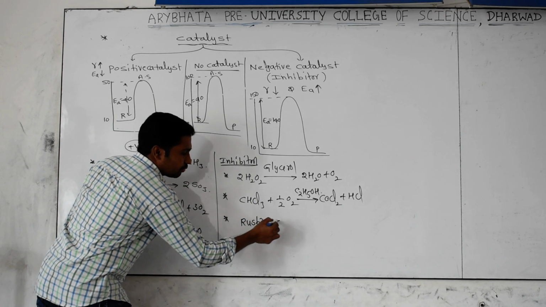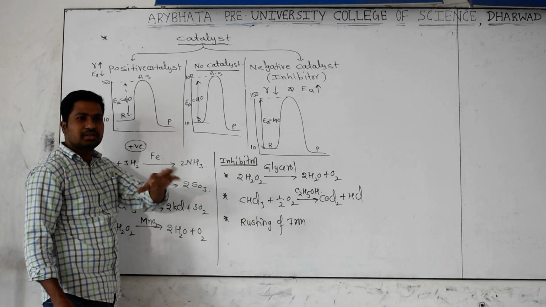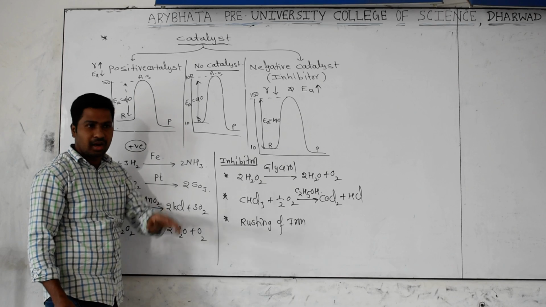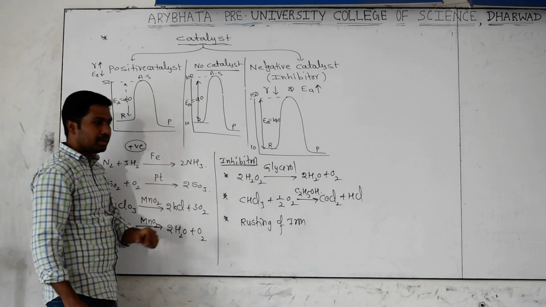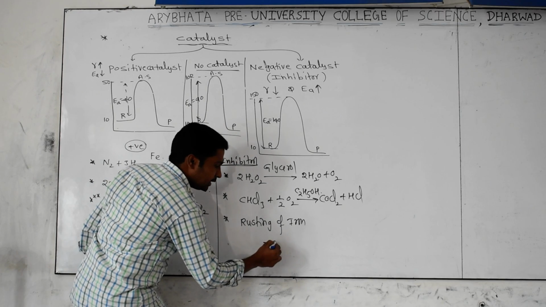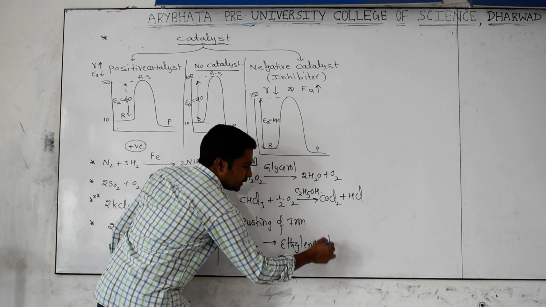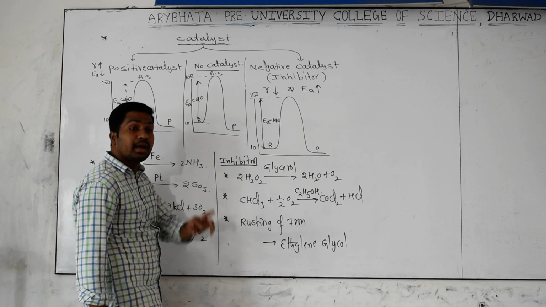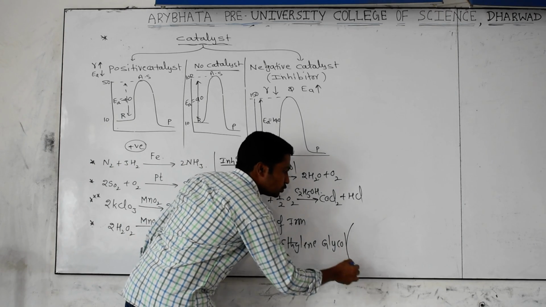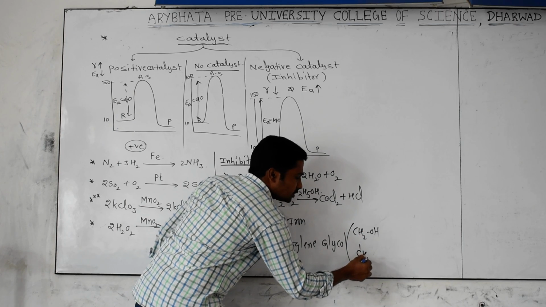Rusting of iron. If you keep iron in an open place, after a few days rust formation happens on it. I don't want rust formation, I want pure iron. So how do we prevent it? One of the chemicals used as a negative catalyst is ethylene glycol. It is also an alcoholic compound, a dihydric alcohol. Dihydric alcohol means what? Yes, very good: CH2OH and CH2OH.